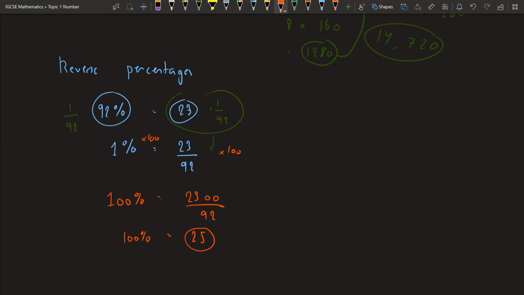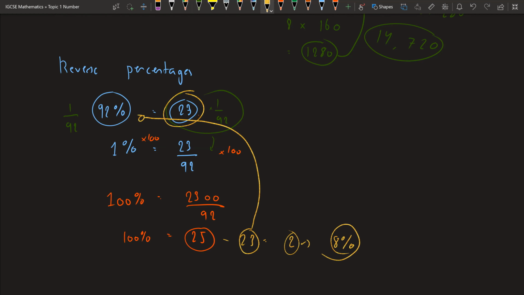So now we know that in total there are 25 questions. Since we got 23 of them correctly, thus the questions we got wrong are 2 of them. And you also know that 2 of them is equal to 8%, because we know that 23 is 92%, thus 2 must equal 8%. That's reverse percentage.